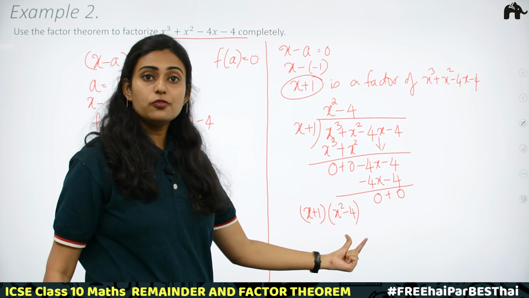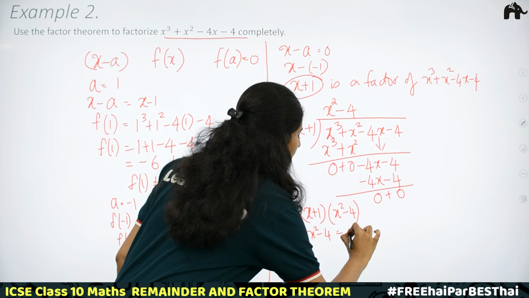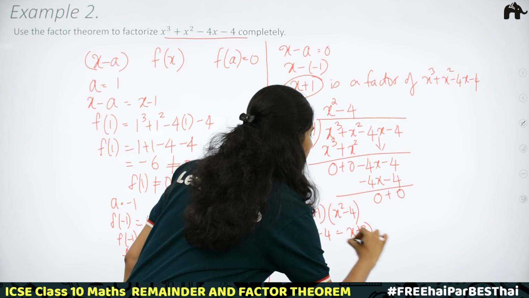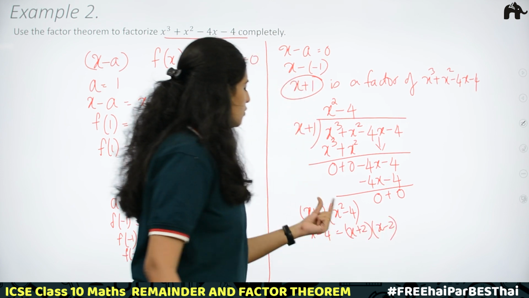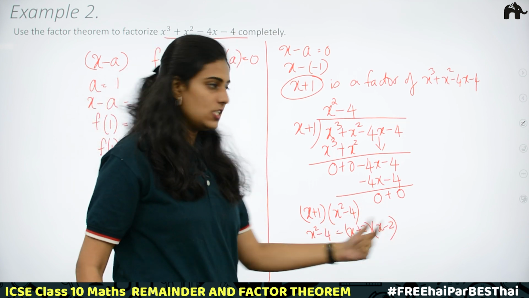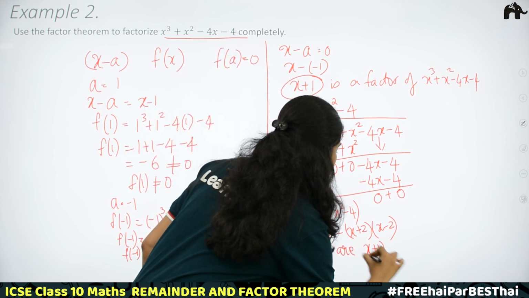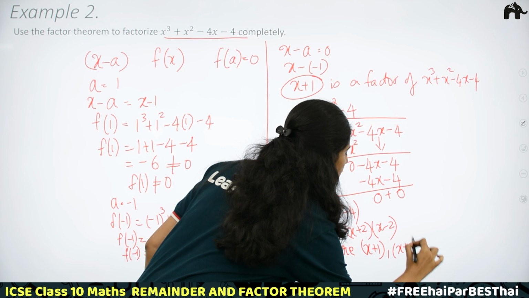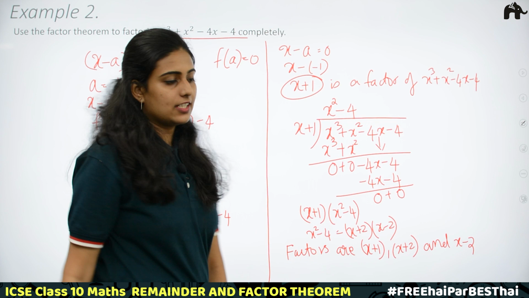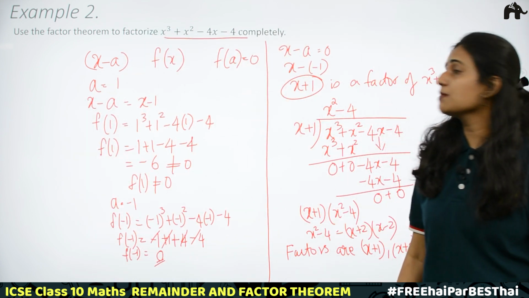Here again, we can get two factors. X square minus 4 is equal to a plus b into a minus b. That is x plus 2 into x minus 2. So from x square minus 4, we got two factors, x plus 2 and x minus 2. The factors are, first factor is x plus 1, then x plus 2 and x minus 2. We got three factors for the given expression x cube plus x square minus 4x minus 4.